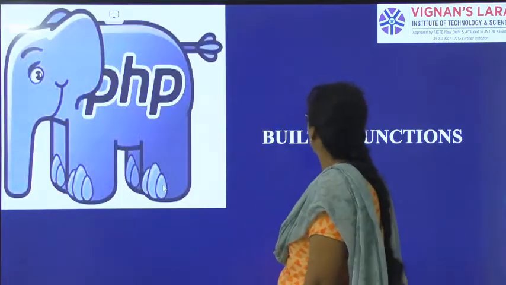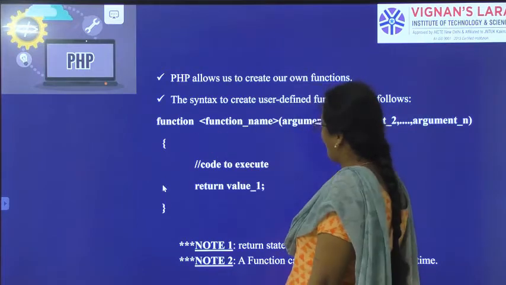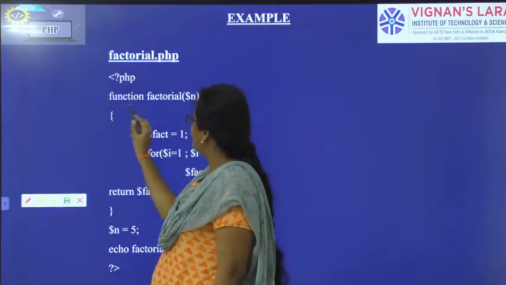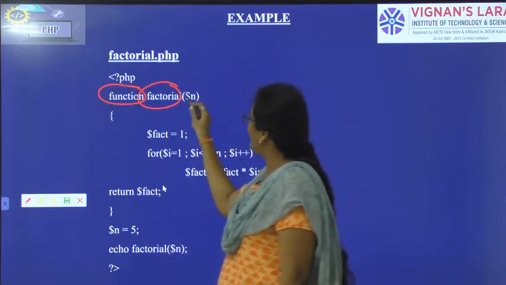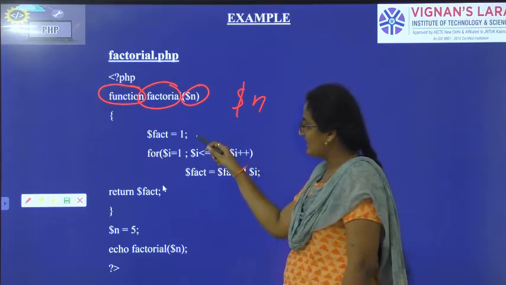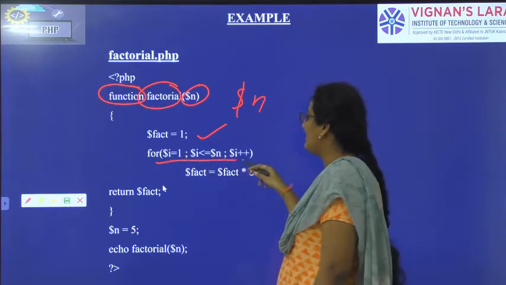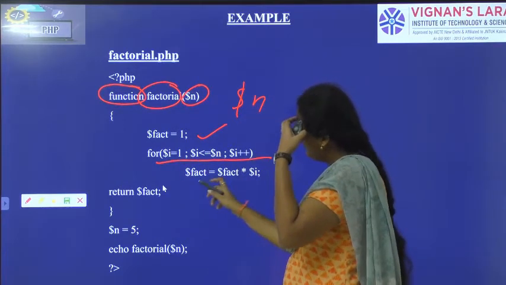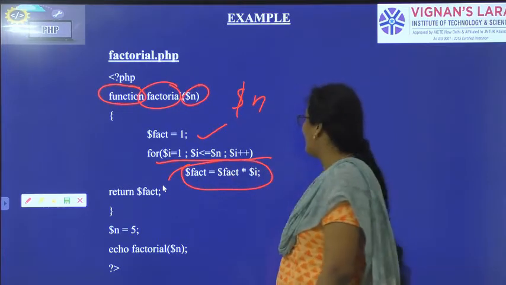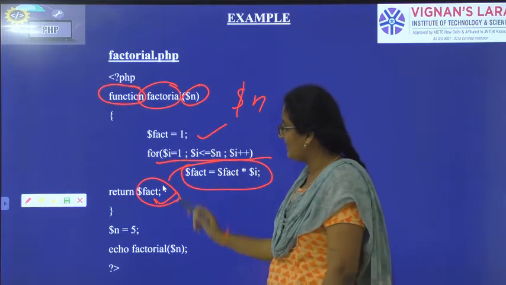So see, here we have the syntax: function, function name, arguments. My argument is $n here, which is a variable. First I have initialized fact to 1. Then I have taken the for loop for incrementing the $i value. And then what is the formula for factorial? Fact equal to fact into $i. Then return fact. What output do I want? The factorial. I want the fact returned.